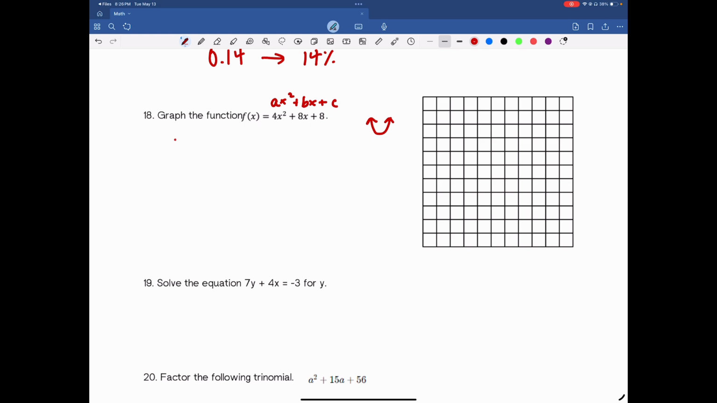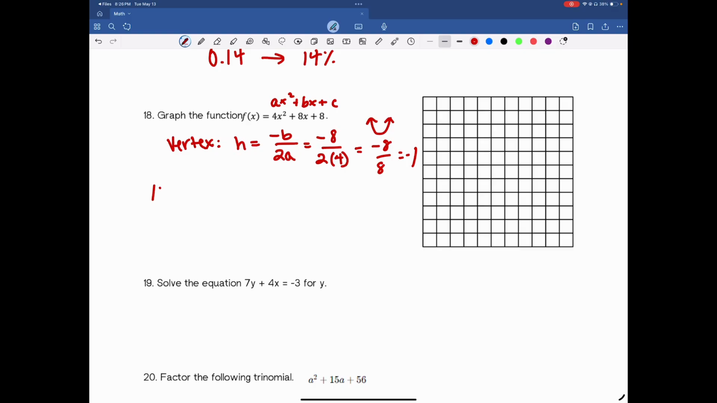So we want to find the vertex. So the vertex, remember, that's h and k. So h is negative b divided by 2a, which in this case is going to be negative 8 divided by 2 times 4, getting those values from the a, b, and c up there. So that is negative 8 over 8, which is negative 1.